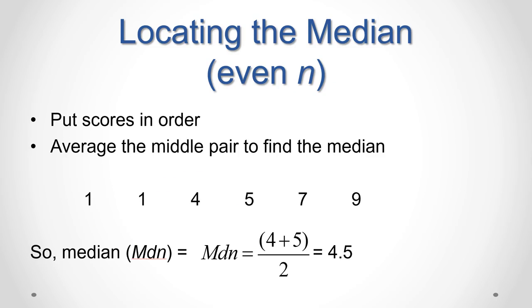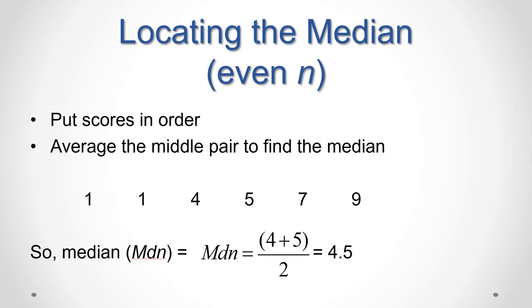As we learned earlier, the mean is highly influenced or affected by outliers or extreme scores. The mean is not resistant to extreme scores. The median, however, is resistant to extreme scores. The median is not influenced or affected by outliers or extreme scores.